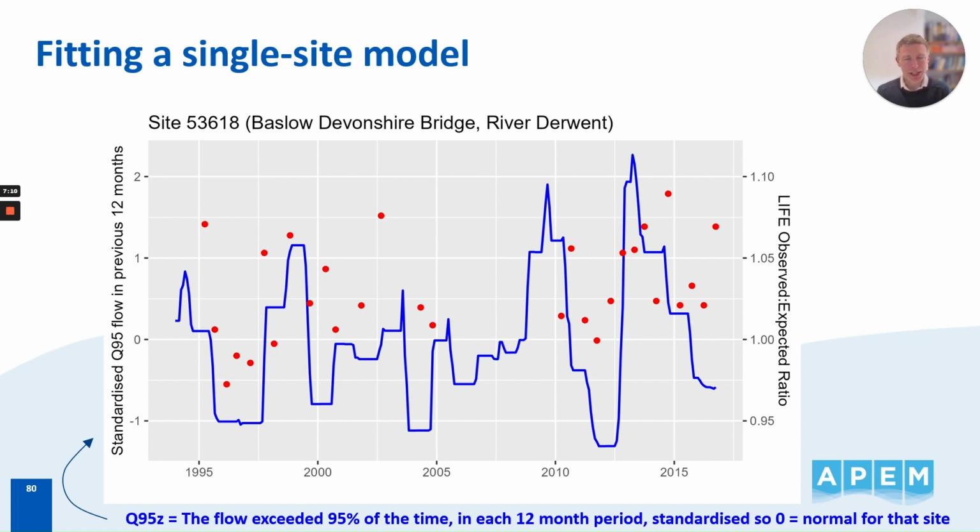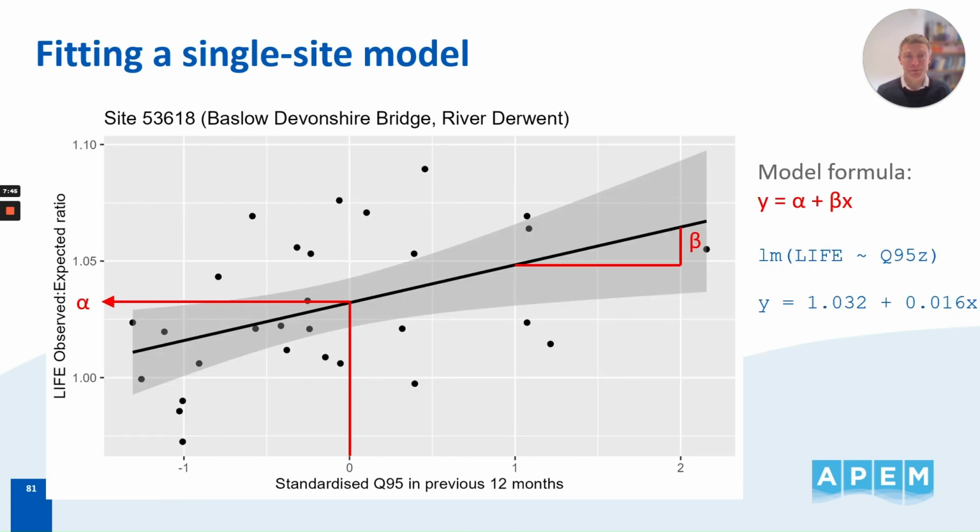Now, if we eyeball the data, you can start to see at least a hint, I think, that there could be a correlation or association between the LIFE scores and the hydrological conditions that have prevailed at different points in time. There seems to be a tendency for the red points to go down during periods of lower than normal flow and to go up during periods of higher than normal flow. And we could try to formally quantify this using a hydro-ecological model. And to do that, we seek to regress the LIFE scores against our standardised Q95 values. And that's what's shown on this next slide.